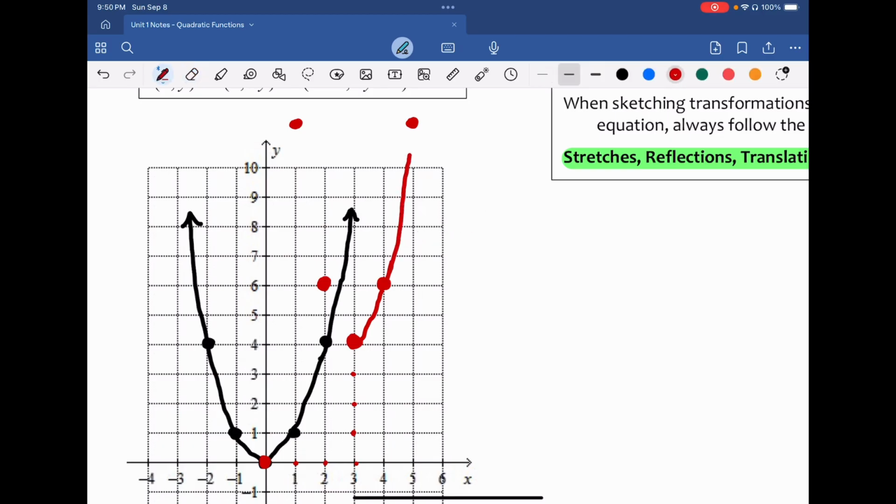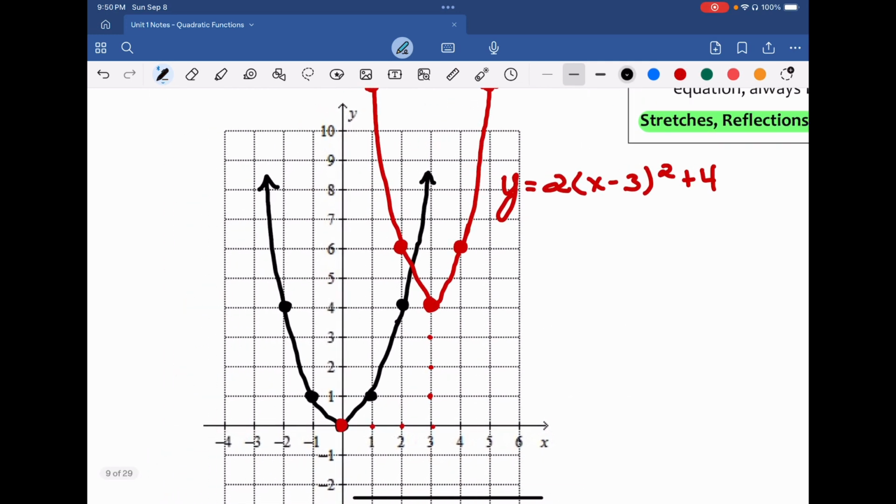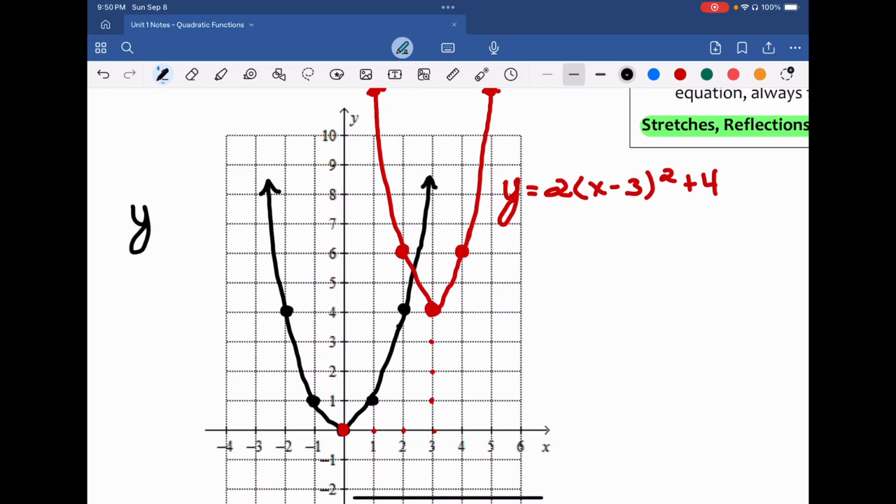So I'm going to put arrows on the end to represent that it extends infinitely in the positive direction upwards and to the left and right. And now we can do our labeling here. I could label this as the new function, or y is equal to 2 times (x minus 3) squared plus 4. And then I can label my black graph as y is equal to x squared, or the original graph.